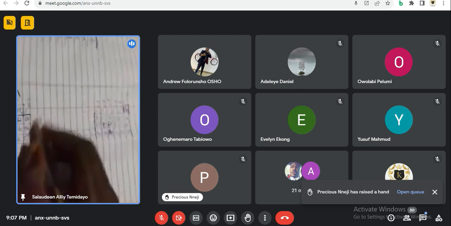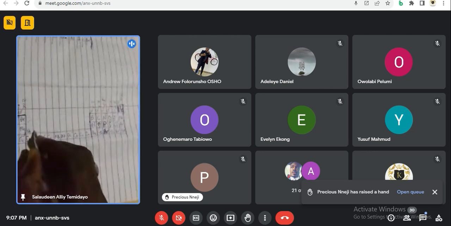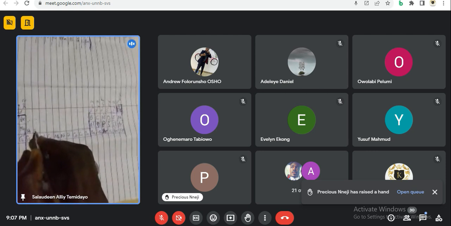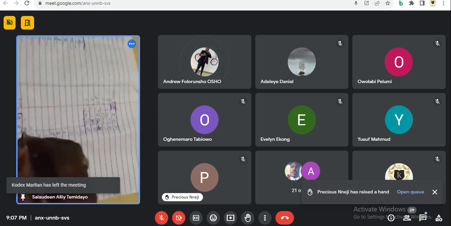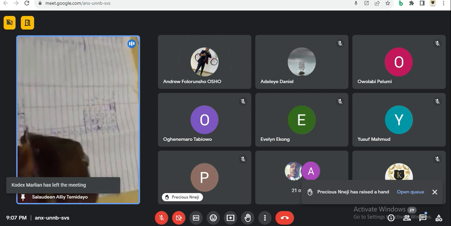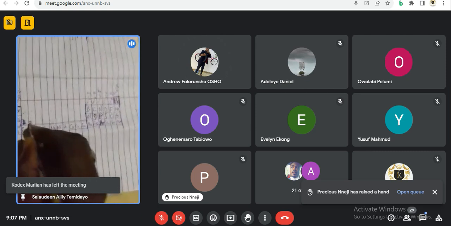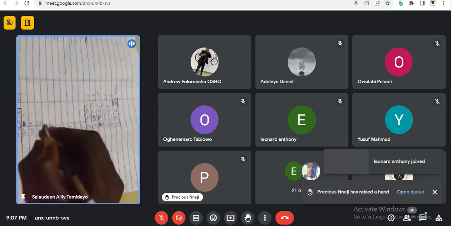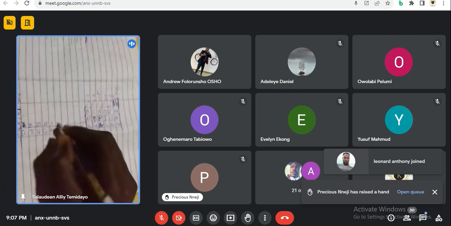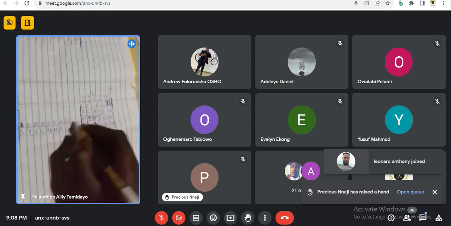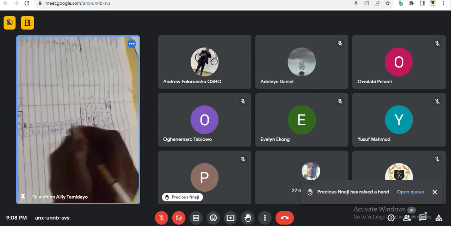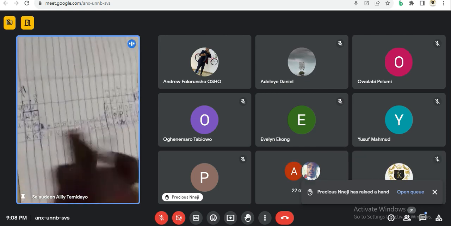So these ones now we call them 1A, 2A, 1B. We use the Roman numerals to represent these ones: V, VI, VII, VIII, IX, and X. So that's what we use to represent these elements inside this place.